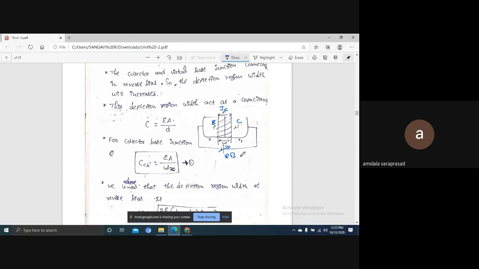When it is in reverse bias, what is going to happen? The depletion region width is going to increase. This depletion region acts as a capacitor. That's why C is equal to epsilon A by d. This is the general capacitance formula.